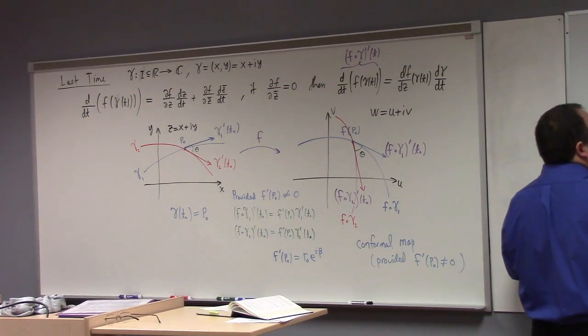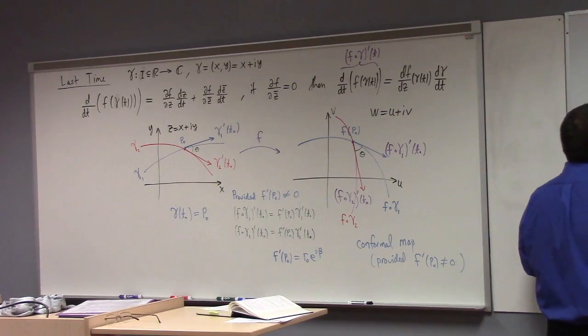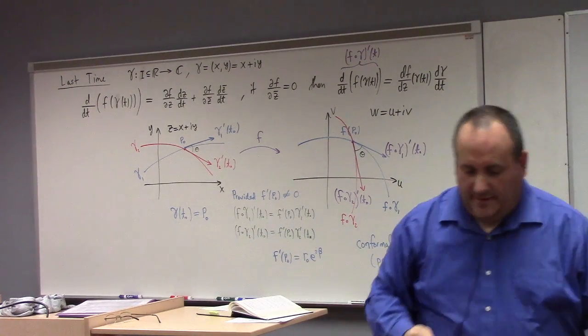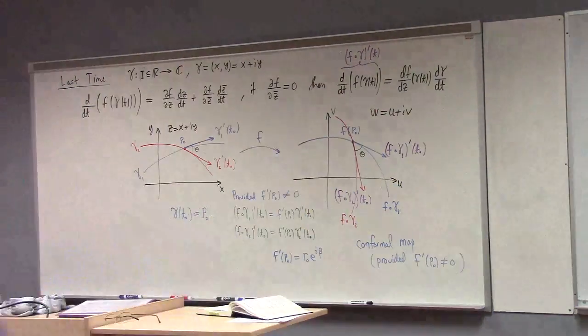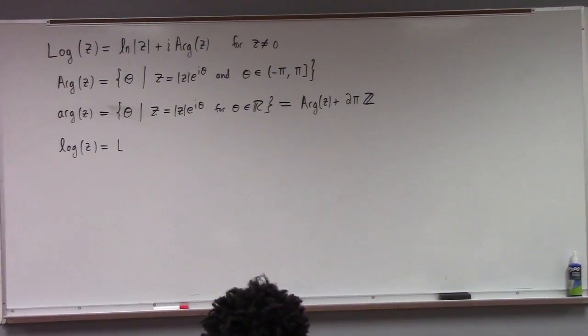Little log of z is equal to, oh man, I am my own worst cameraman. I tell you what, let's see here. It's okay, you guys are all here, so no harm, no foul.